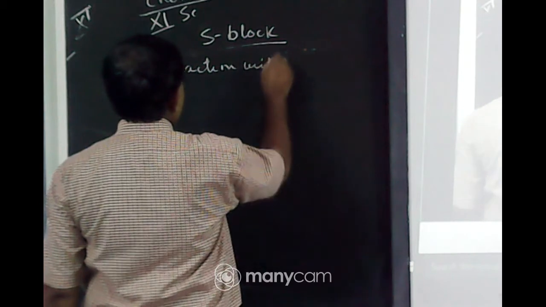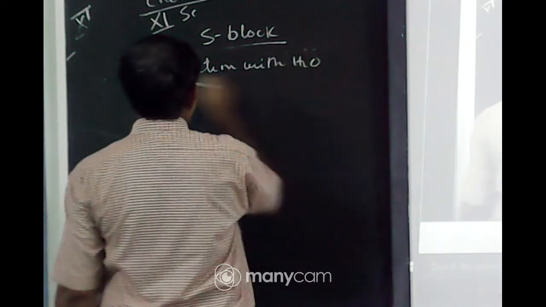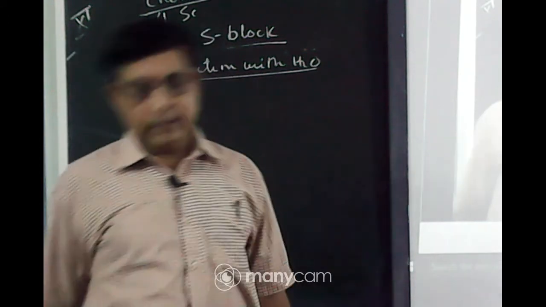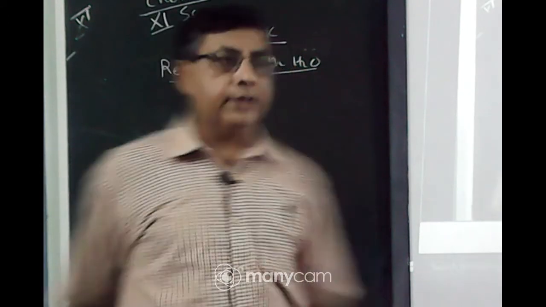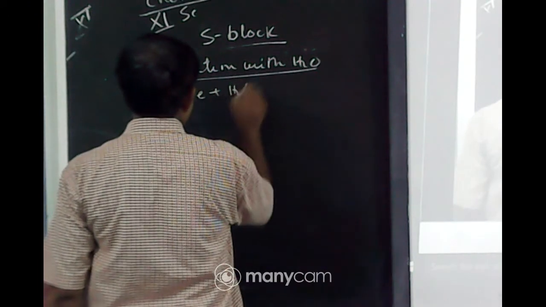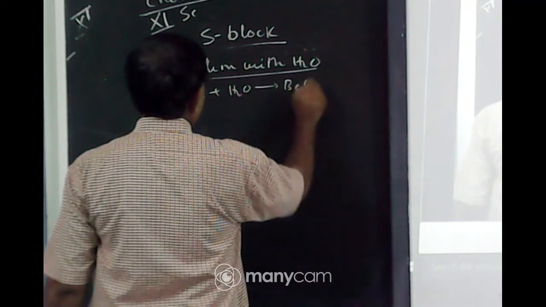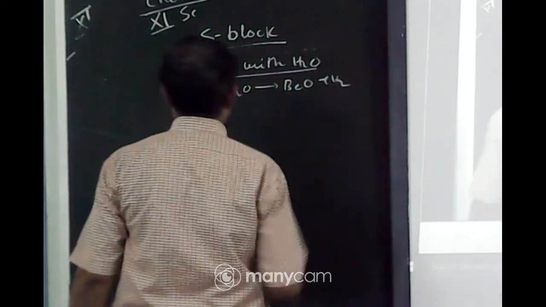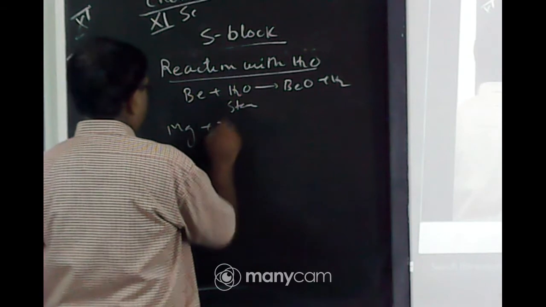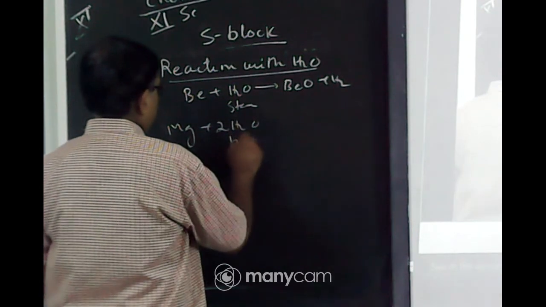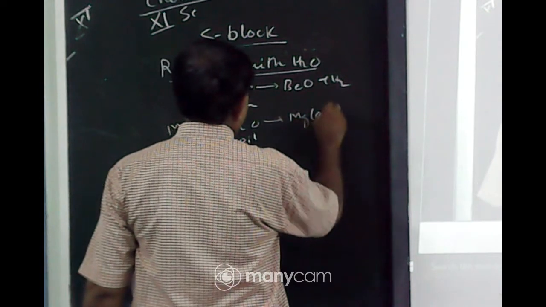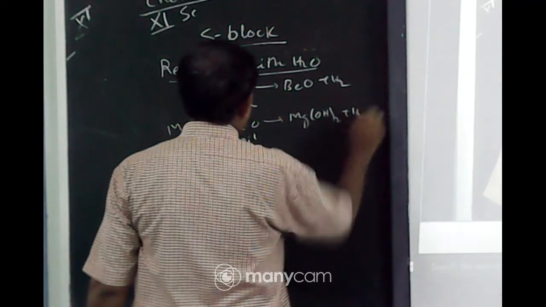Reaction with water. All the alkaline earth metals react with water. Beryllium reacts with steam to form beryllium oxide and hydrogen. Magnesium reacts with boiling water to form magnesium hydroxide and hydrogen gas.